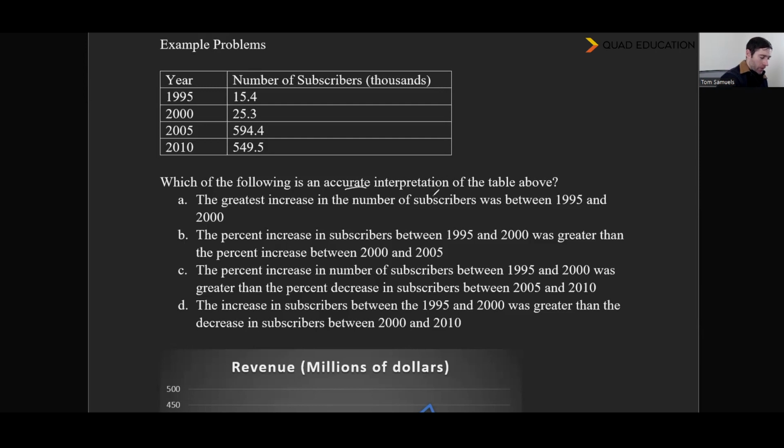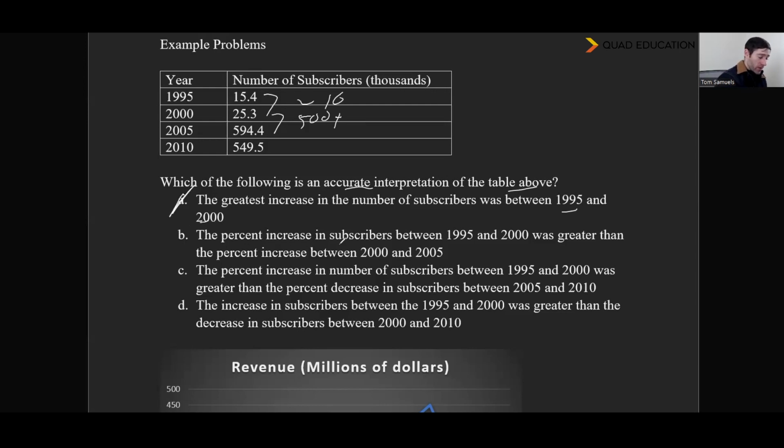Which of the following is an accurate interpretation of the table above? So we have years, in 5-year increments from 95 to 2010, and we have the number of subscribers in thousands. So the greatest increase in the number of subscribers was between 1995 and 2000. And that difference looks to be about 10. And I can pretty much see that that's going to be wrong, because between 2000 and 2005 there's an increase of more than 500. So that's not going to be correct.